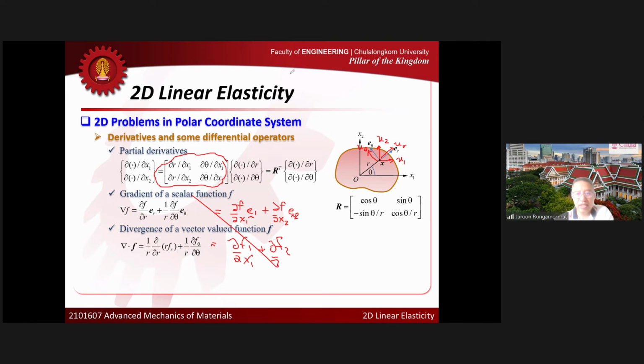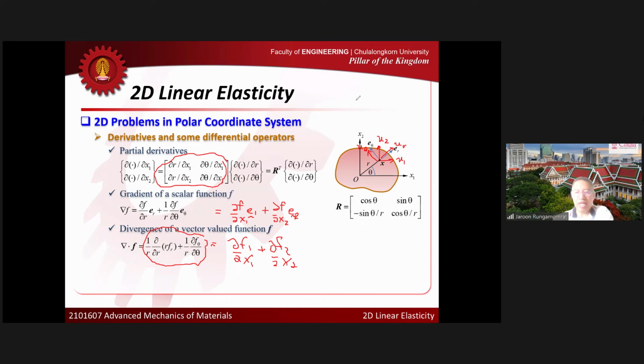Oh, sorry, I have a problem with the mouse again. Okay, and f1 and f2 are components of the vector f in x1 and x2 system. So this is the form of the divergence of a vector f expressed in x1 and x2 system. And this one is a little bit more complicated. If you have to deal with the divergence of a vector in the r-theta system, you have to use this formula.